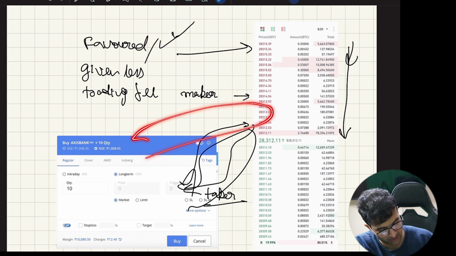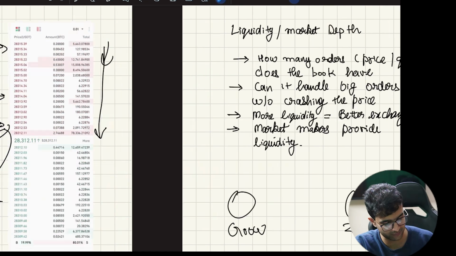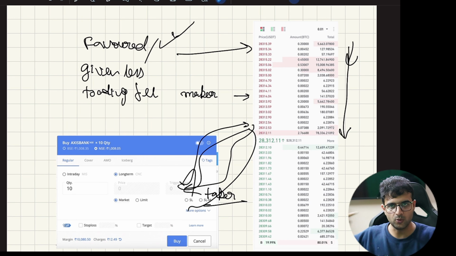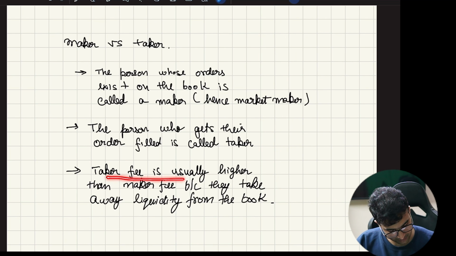So whenever an order is happening, there is someone who immediately got liquidity. There's someone who immediately got what they wanted. They are called the taker, and the person who was sitting is called the maker. It never happens that two people at the same price are like, boom, let's exchange. There is always someone who's sitting. There is always someone who's come and taken the liquidity. Taker fee is usually higher than the maker fee because they take away liquidity from the book.